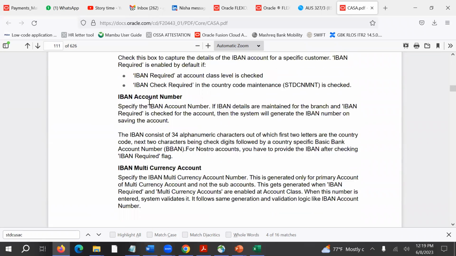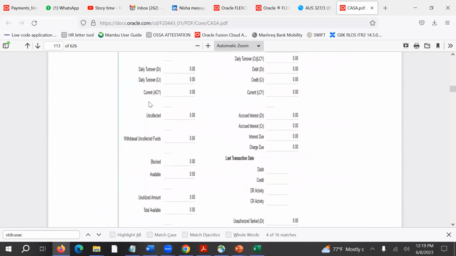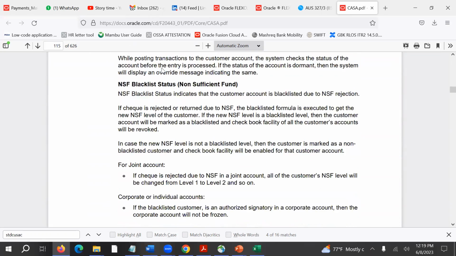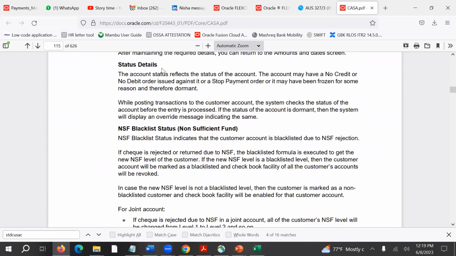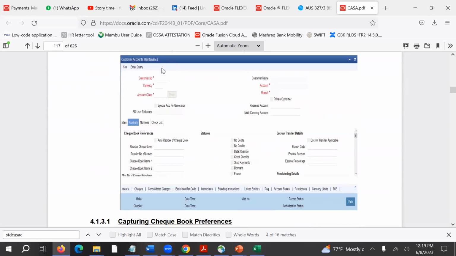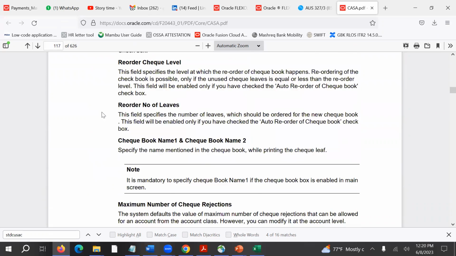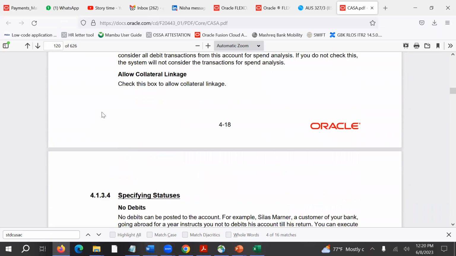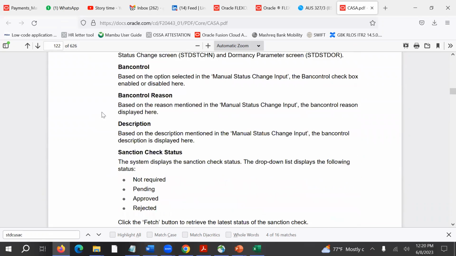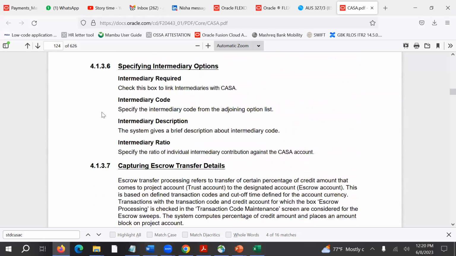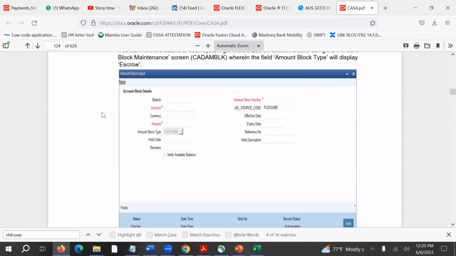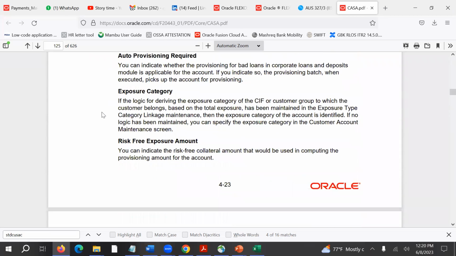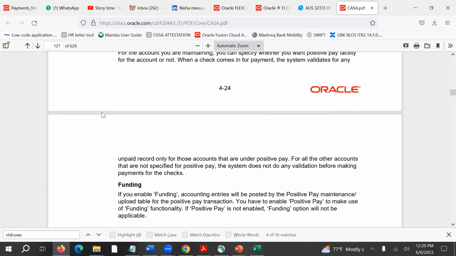Let me see that interest screen. I think you are all aware of this interest amount, available balance, current balance, right? Are you familiar with the difference between available balance, current balance and value date balance?